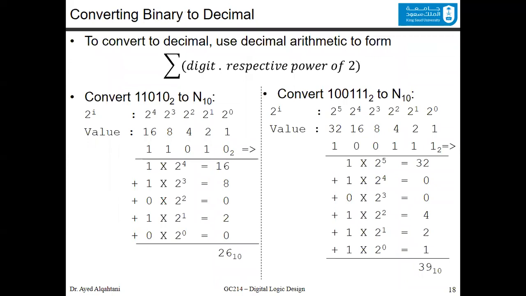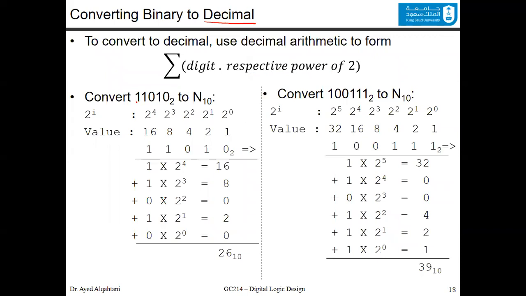So we'll first try to convert from binary to decimal. Why did we start with this? Because we know the decimal system. This is the system that we are familiar with, and we use it in everyday life. So we will convert from a binary number to decimal to know its value. To convert to decimal, we use this mathematical representation, which is the summation of the current digits multiplied by their respective power of 2.